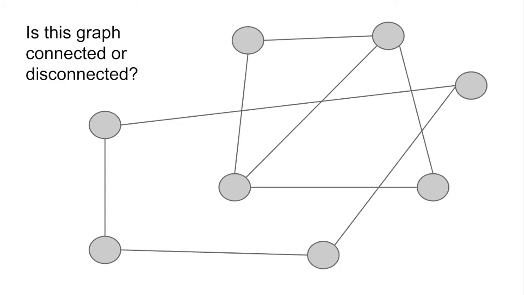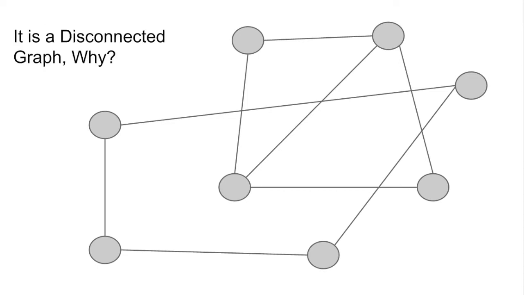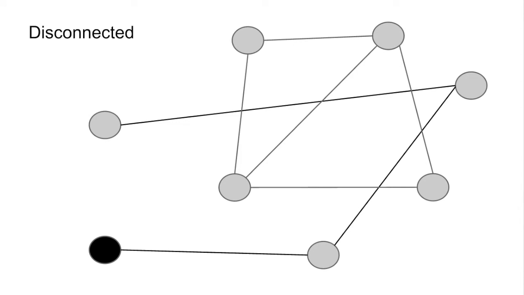Here's a question for you. Is this graph connected or disconnected? It is disconnected, but why? Let's start from the black vertex and travel along the red edge. We can't really reach the yellow vertices. Well, you might ask, why can't I just take a left turn so that I can get onto the black edge and get to the yellow vertex?